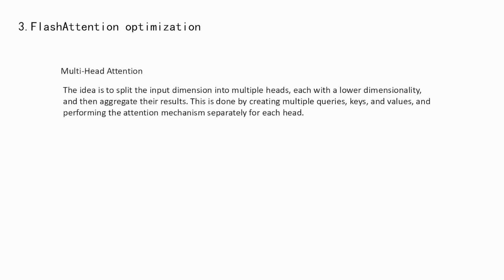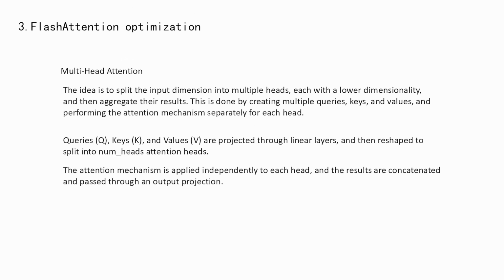The idea is to split the input dimension into multiple heads, each with a lower dimensionality, and then aggregate their results. This is done by creating multiple queries, keys, and values, and performing the attention mechanism separately for each head. Queries, keys, and values are projected through linear layers and then reshaped to split into num heads attention heads. The attention mechanism is applied independently to each head, and the results are concatenated and passed through an output projection.